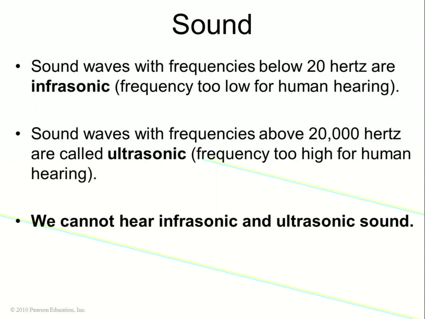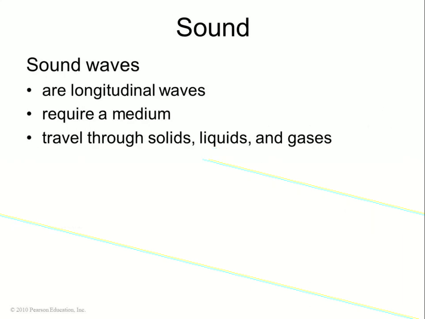We know that sound waves with low frequencies below 20 Hz are what's called infrasonic, and humans cannot hear this type of waves because of the very low frequency. Sound waves with high frequency above 20,000 Hz are called ultrasonic. Humans also cannot hear ultrasonic sound. Sound is just waves, and these waves are longitudinal waves.